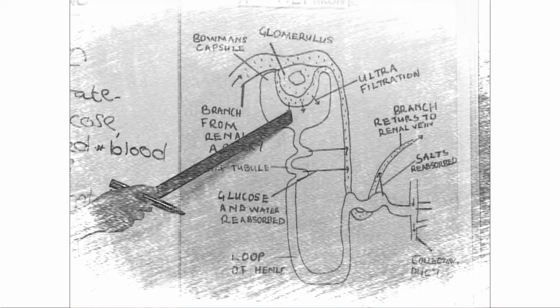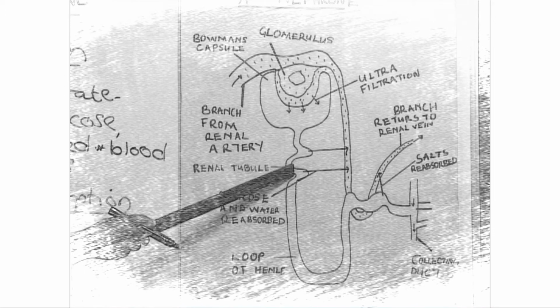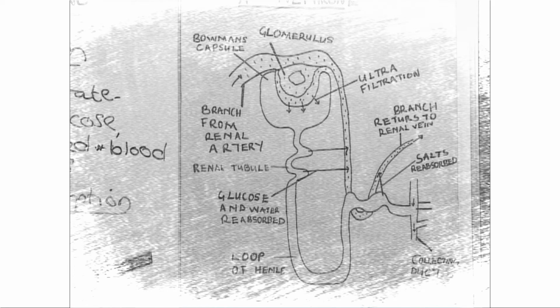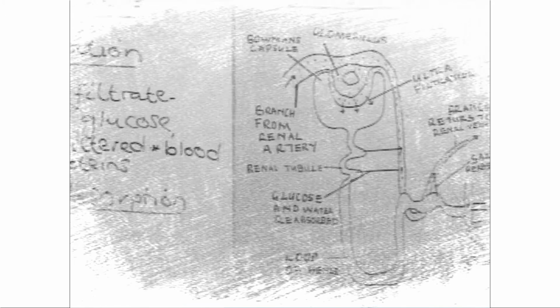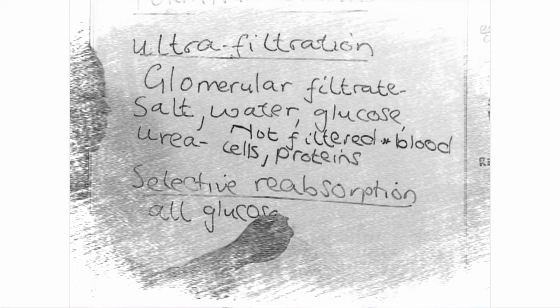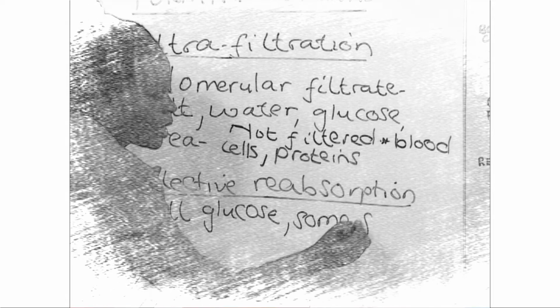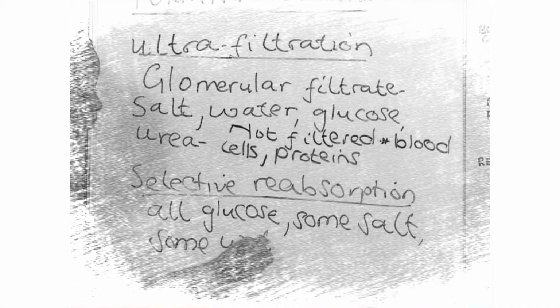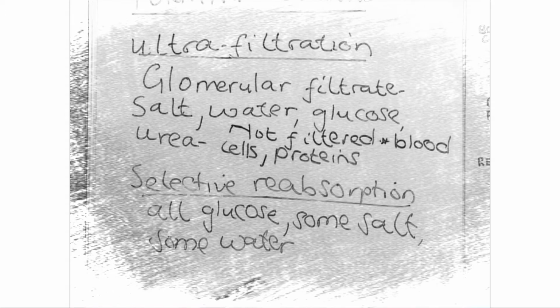So like I said, as the glomerular filtrate is moving downwards, the useful substances have to be selectively absorbed back into the blood where they came from. So what will be reabsorbed? All the glucose will be selectively reabsorbed. Okay? Then some salt will be selectively reabsorbed. We also have some water selectively reabsorbed. Some water. Remember, we are saying some salt, some water.